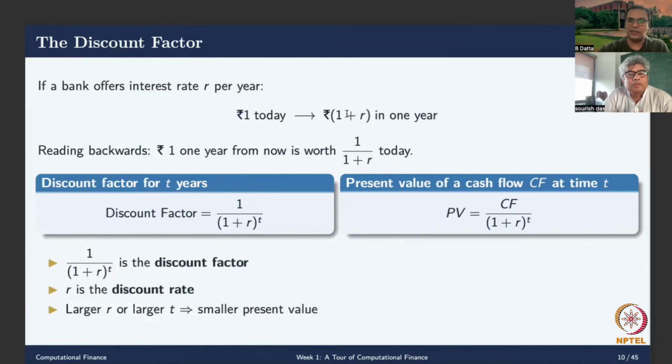So therefore, 1 rupee today is 1 plus R whole square 2 years down the line. So 1 rupee 2 years down the line is 1 by 1 plus R square, right? Correct. But you can generalize this. Now, suppose that it's for t years. So 1 rupee today is 1 plus R to the power t. So 1 rupee t years down the future is 1 by 1 plus R to the power t.